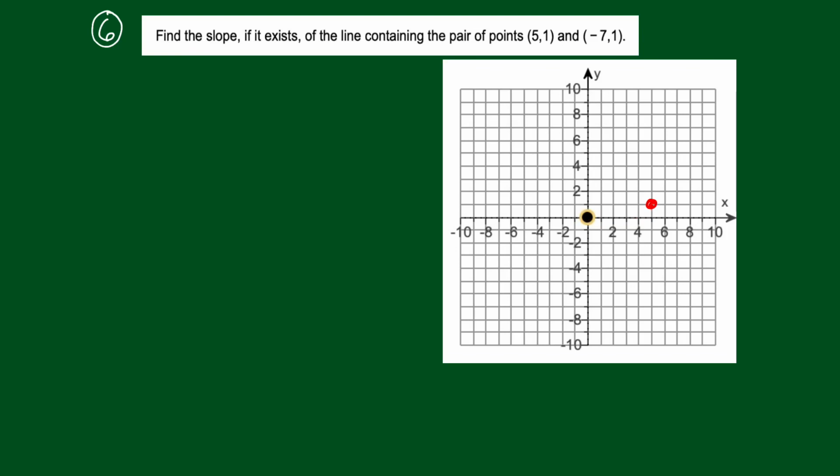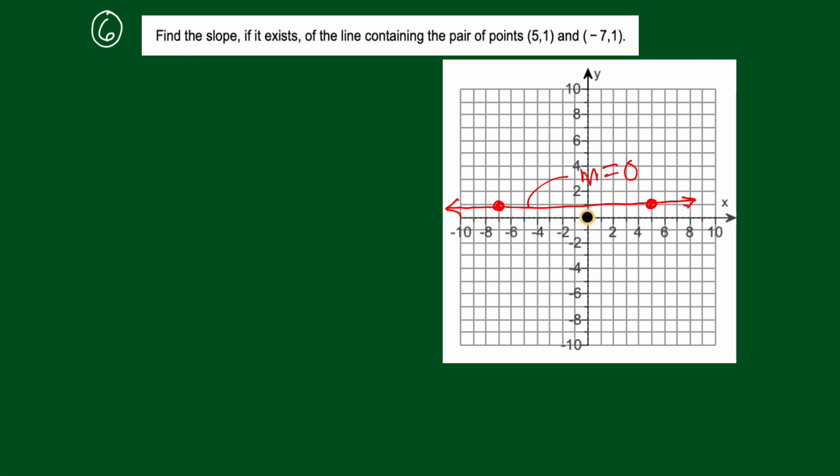Now, what's the second point? The second point is to the left 7, up 1. All right, so to the left 7, so I'm going to start at the origin. To the left 7 puts me here and up 1. Oh, I see it. Right there. Now, look, in each case, I went up 1. I went up 1 unit. So when I draw that line, it's going to be horizontal. So without any computations at all, I know that the slope is 0.